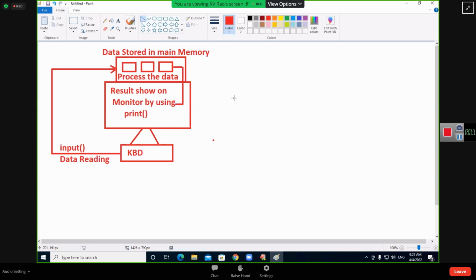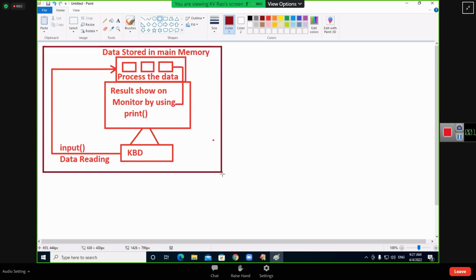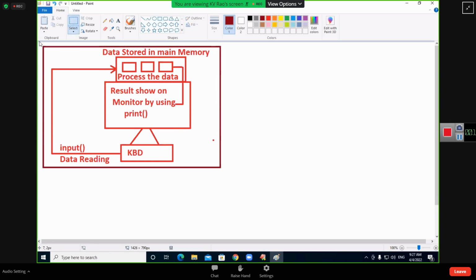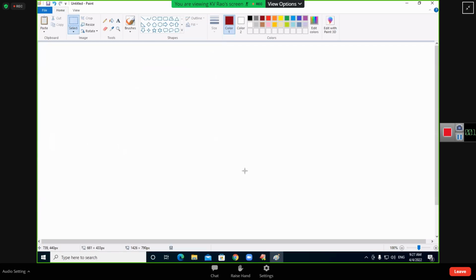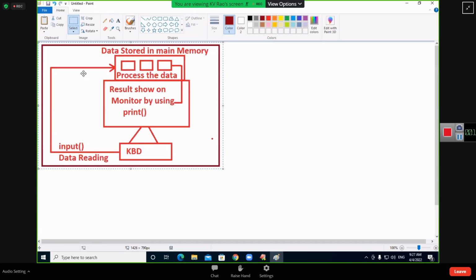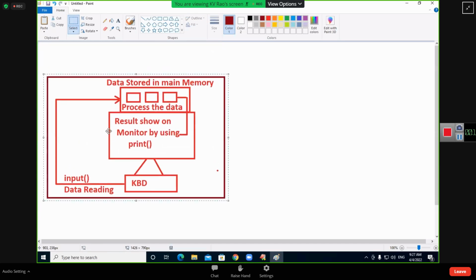This type of application we can call non-persistent applications. Right, students, this is called non-persistent applications.